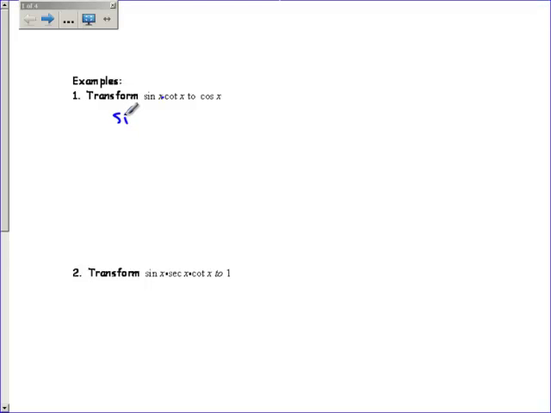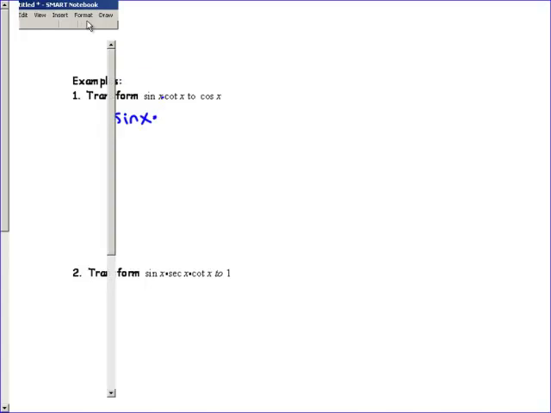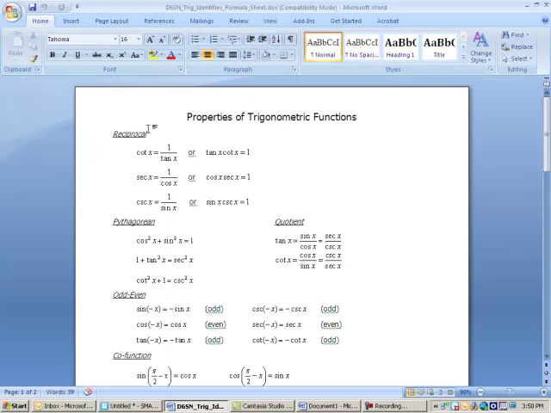And if you look at that chart, there is a substitution we can make for, not for sine of x, but for cotangent. Cotangent is equal to cosine over sine. Now, you guys already knew that, but we have it on our quotient there.